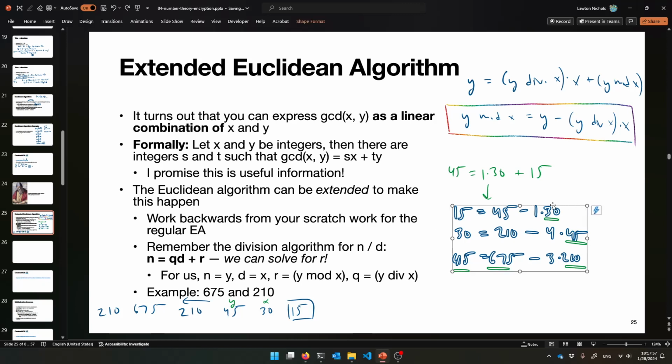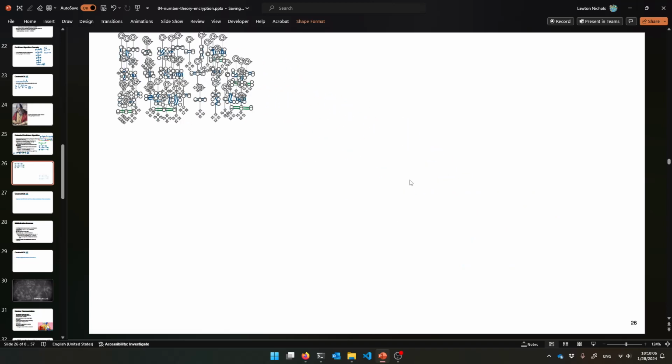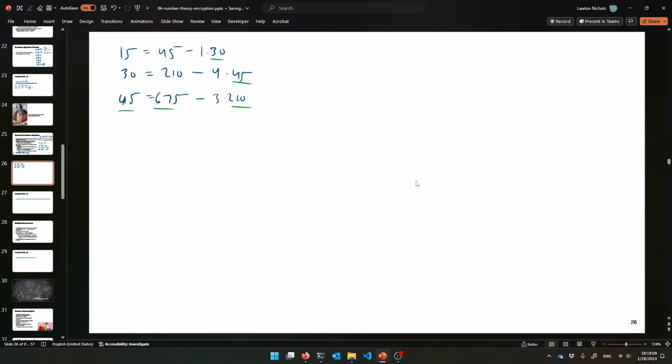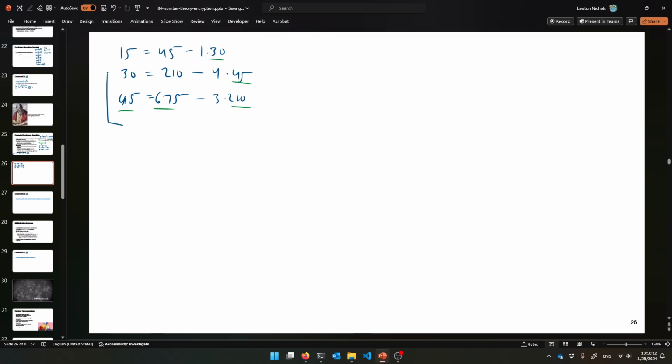Okay, so let's copy this. Let's paste it here. This is the extended Euclidean algorithm. Just work backwards. You discover these equations, and then it works out. Okay, so here's this. We're going to use this as our scratch work, and now we can plug things in, right? Because I want 15 equal to some linear combination of 675 and 210. So, okay, I got 15.